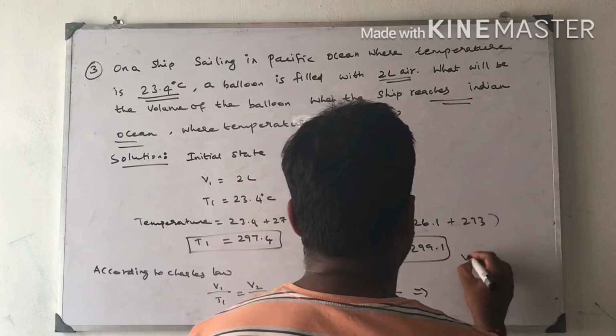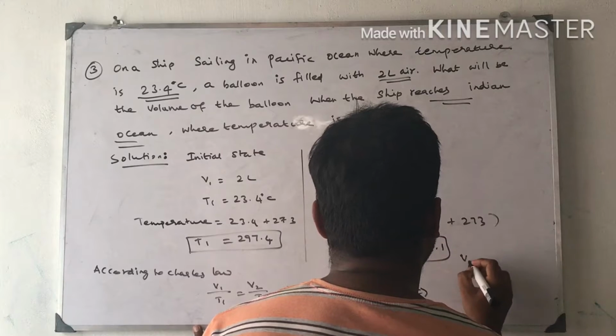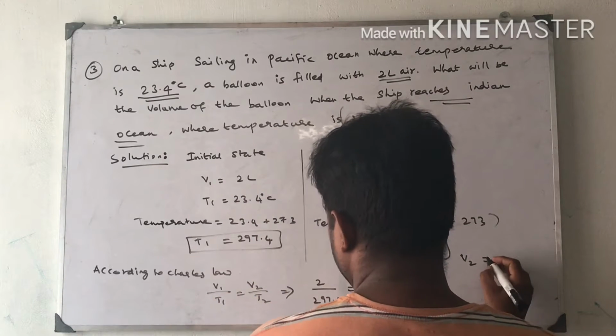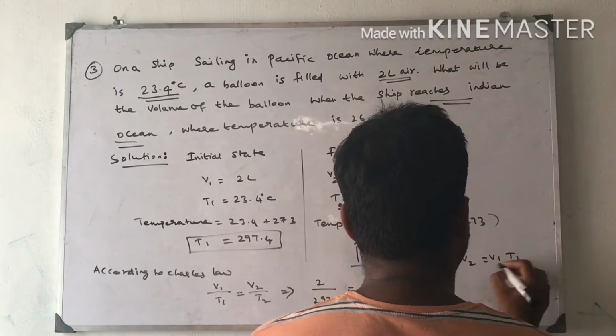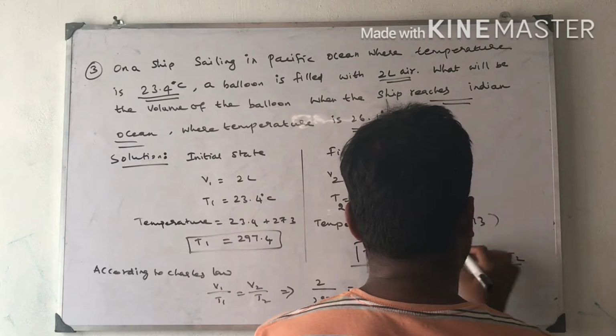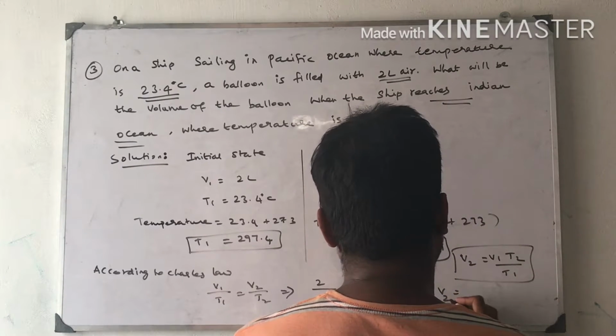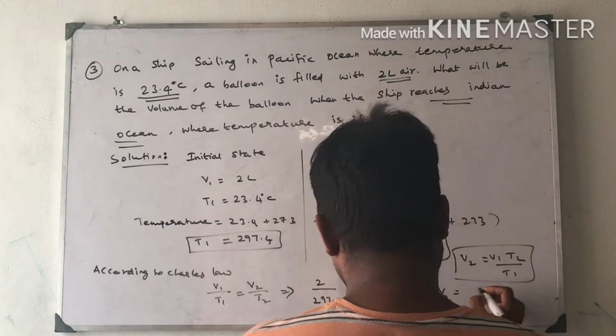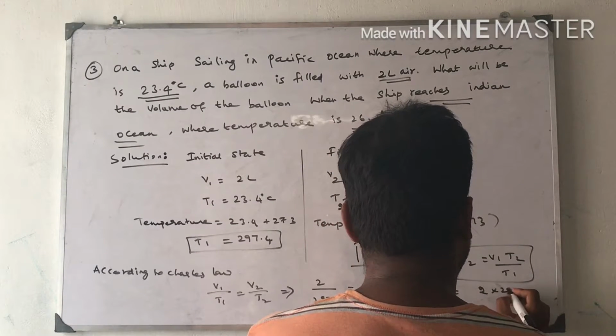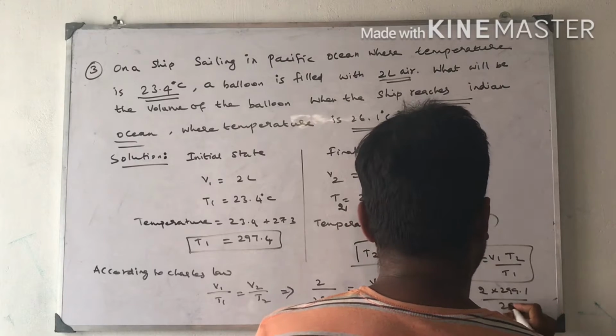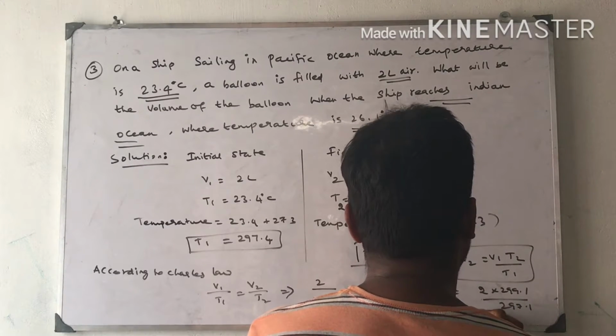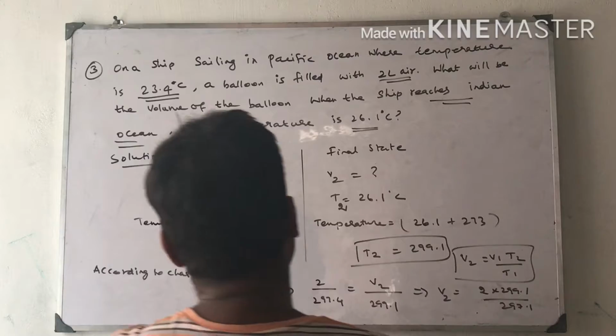So V2 is equal to the formula V1 T2 by T1. This is the formula. Substituting the values, V2 is equal to, here, what are the values given? 2 into 299.1 by 297.4 is equal to the remaining things.